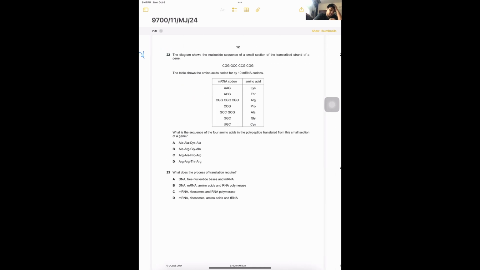Question number 22. The diagram shows the nucleotide sequence of a small section of the transcribed strand of a gene. The table shows the amino acid coded for by 10 mRNA codons. Which is the sequence of the 4 amino acids in the polypeptide translated from this small section of a gene? So complementary base pairing is what we have to do, and then we have to see what those codons match with here using this table, and then deduce the name for it.